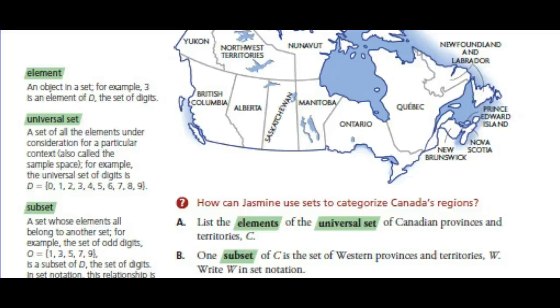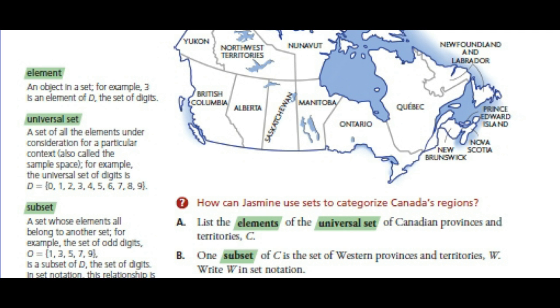Universal set: a set of all the elements under consideration for a particular context, also called the sample space. For example, the universal set of digits is the set D equals, and then set notation, right? So the brace bracket means set, right? What follows is a set. It's the set 0, 1, 2, 3, 4, 5, 6, 7, 8, 9, right?